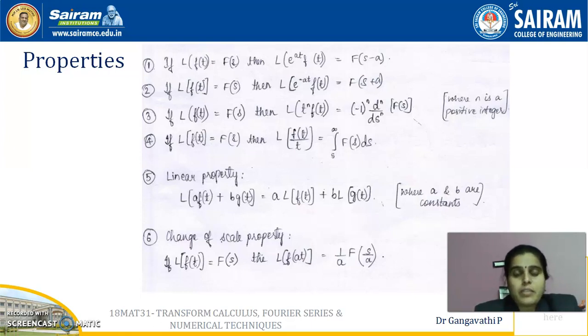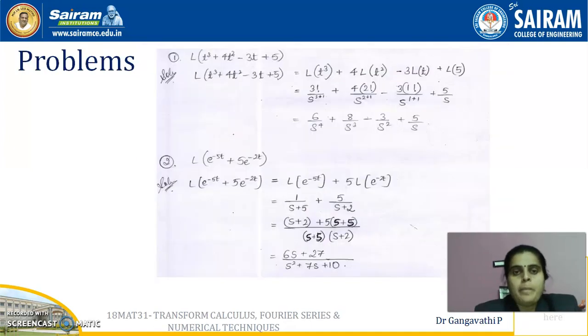So linear property, look at that. If the Laplace transform of a sum or difference of two functions is to be found, along with some constants multiplied to the functions, that is L of a f of t plus b g of t is equal to a times Laplace transform of f of t plus b times Laplace transform of g of t. The sum of two functions gives the sum of the Laplace transforms of the two individual functions. Change of scale property is like: if L of f of t is F of s, then L of f of at is 1 by a into F of s by a.